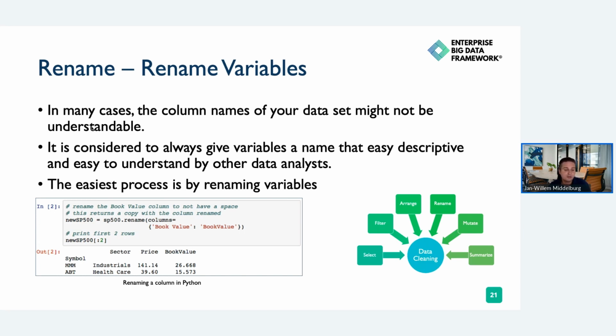You can use different kinds of formats. What you will see in the example here on the slide is how we're renaming the word book value to book value, but then without a space, so that the variable names can be processed in a similar way. And it's relatively simple, again, to do this, but very important from a cleaning perspective.